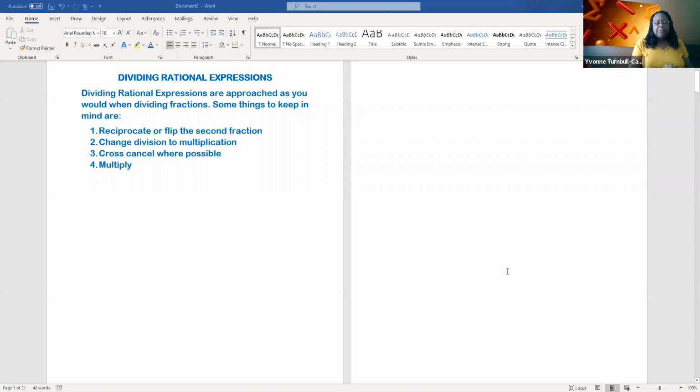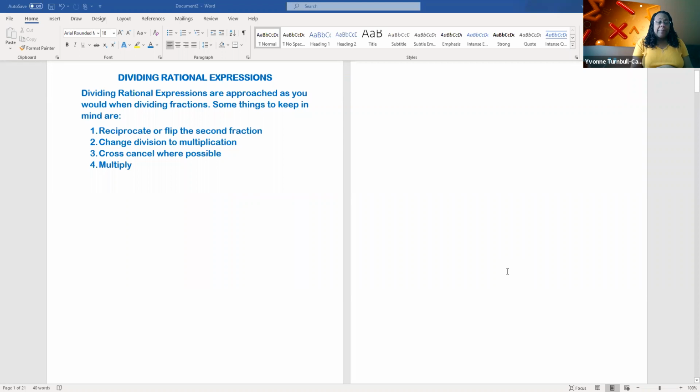I'm going to share my screen and we're going to do a brief review of what we talked about last class, and we're also going to review dividing fractions, because as you know, a rational expression is basically a fraction where we have expressions in the numerator and the denominator. And a fraction has a number in the numerator and denominator, but the concept as far as dividing these kinds of numbers, whether they're a rational expression or a fraction, you have to follow 4 simple steps.